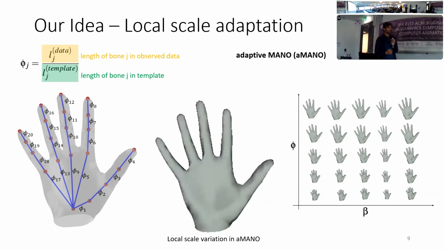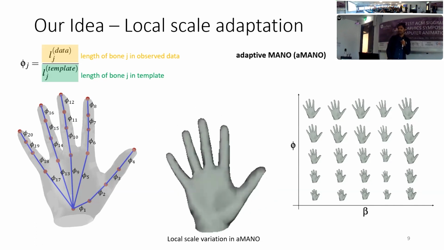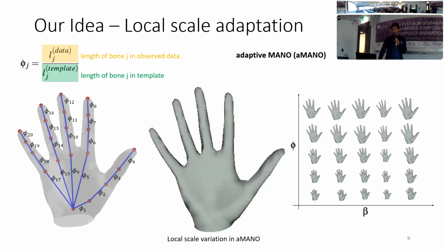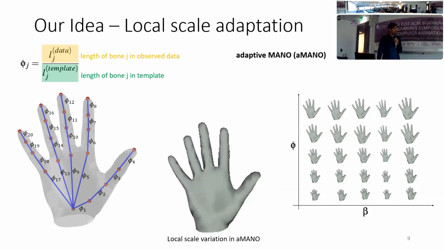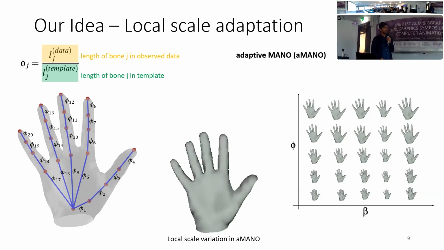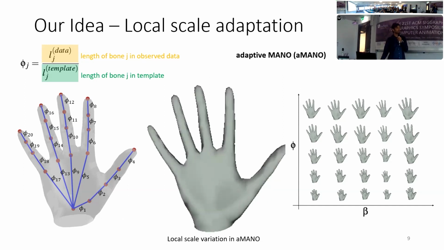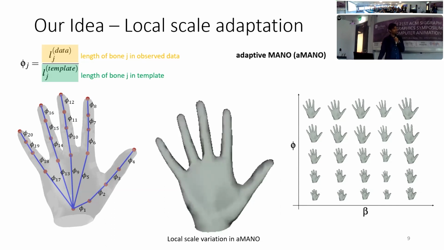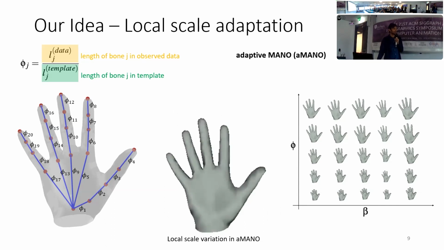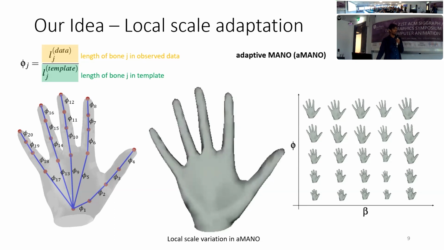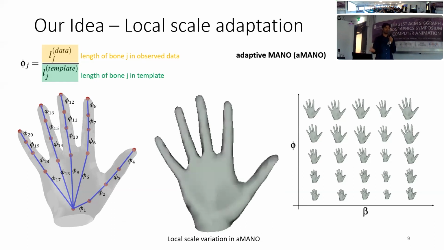These intuitive local scale parameters enable us to explicitly control the size of the hand. Also, our local scale parameters are complementary to the existing shape parameters in MANO. In other words, A-MANO augments the shape space of MANO, and as a result, we have an overall larger shape span.